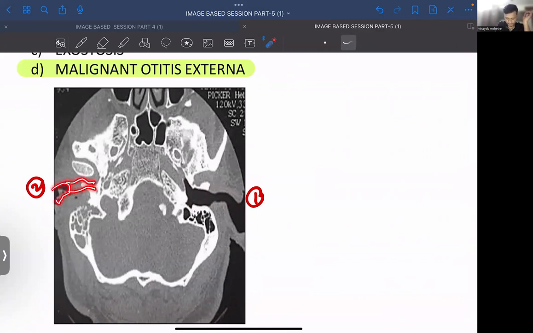Where is the rest of the part of the external auditory canal? No, the bones are gone, right? So the abnormal site is this one. What has happened? Bone बाहर आ रहा है ना, blackish greenish color discharge, right? So this is seen in malignant otitis externa.